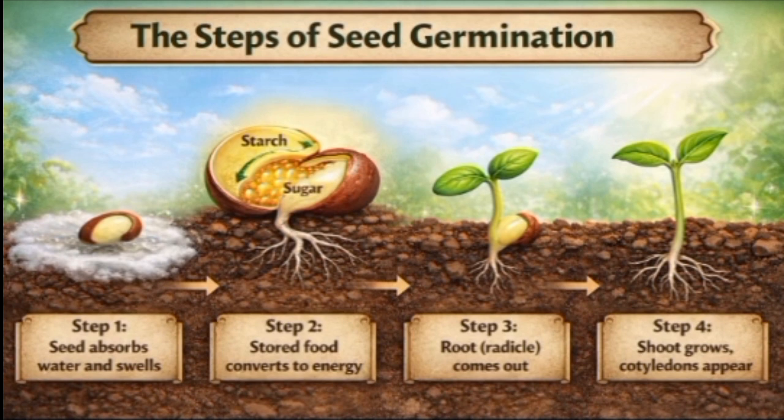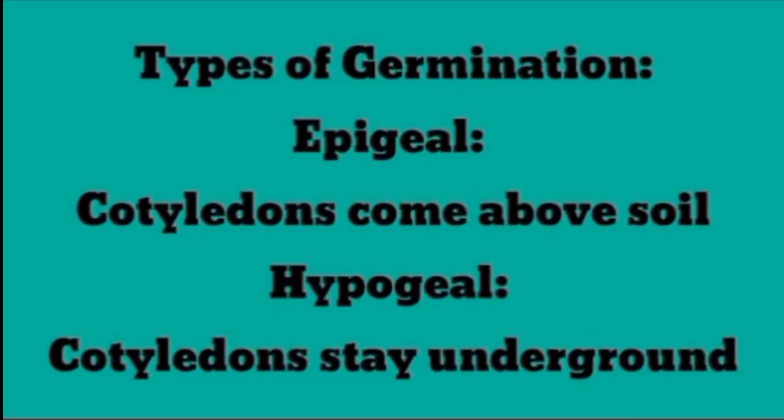If we combine all the steps, we can get this diagram. In the first step, the seed absorbs water and swells. In the second step, enzymes convert food into energy and this energy is used for seed development. In the third step, the root comes out from the radicle and in the fourth step, the shoot also grows and the plant is fully developed.